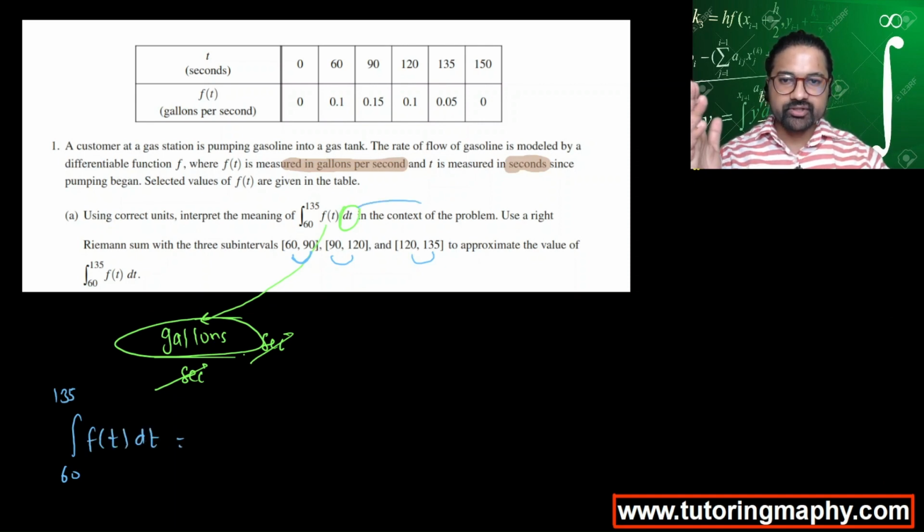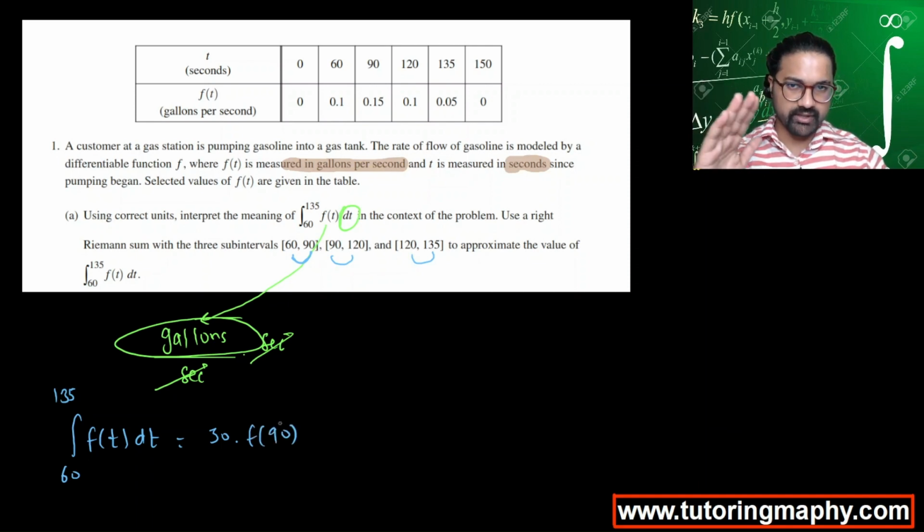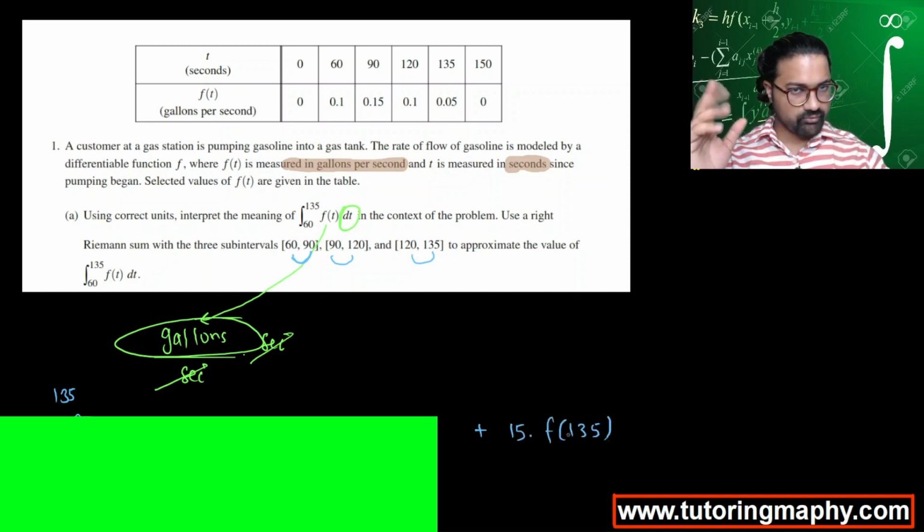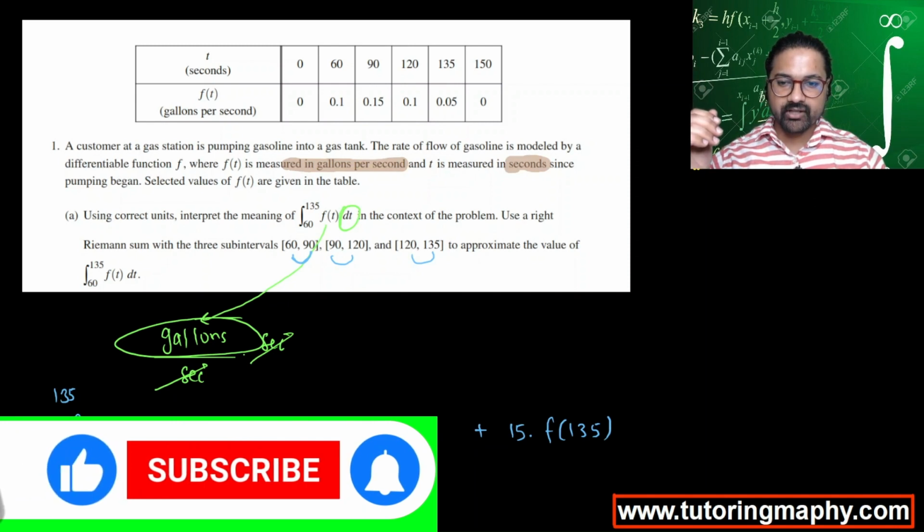we are going to interpret the meaning of it as well once we find the value. This is going to look like the area of the first rectangle, which is going to be the width, which is 30, multiplied by its height, right? And what is its height? Its height is going to be f of 90, because we are talking about the right Riemann sum, plus once again 30 times f of 120 because of the same reason. And in this case, we will have 15 times f of 135, once again because that's a right Riemann sum.